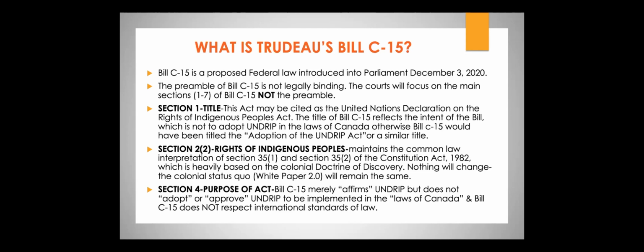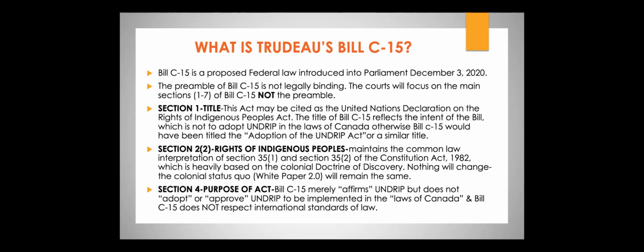So Section 1, the title of the bill, it's cited as the United Nations Declaration on the Rights of Indigenous Peoples Act. This title reflects the intent of the bill, which is not to adopt the UN Declaration in the laws of Canada. Otherwise, in our opinion, Bill C-15 would have been titled the Adoption of the UN Declaration Act, or a similar title.